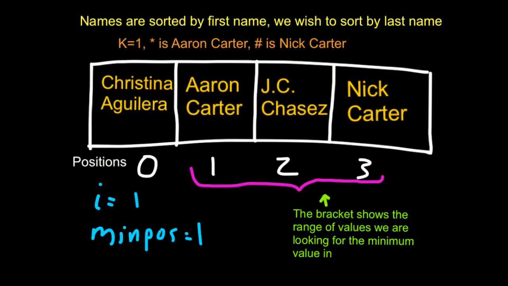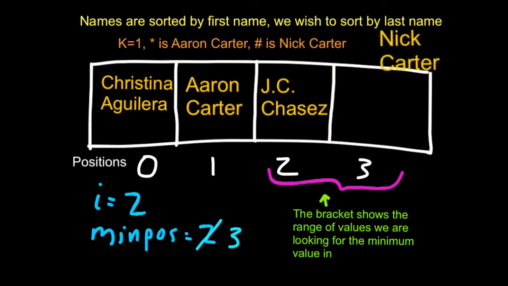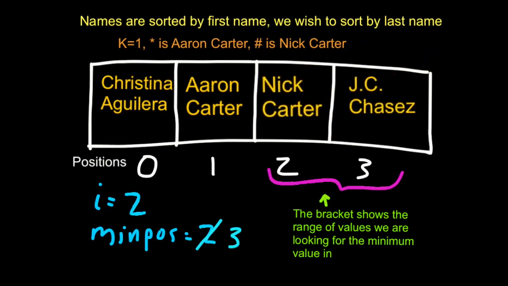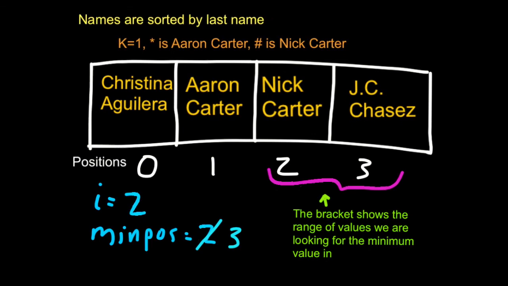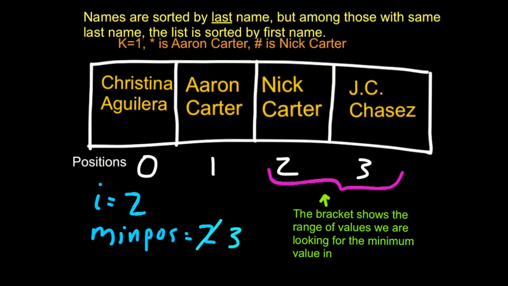So now we set i to 2, and then our min pos is going to be 2. So now we find the minimum value from position 2 onwards. Our min pos is at position 2, and we look at the value at position 3. We see that Carter comes before Chazé alphabetically, so we should swap those two values. And now you can see that the list is sorted by last name, but among those with the same last name, they are sorted by first name. And this is one reason why stability is useful.